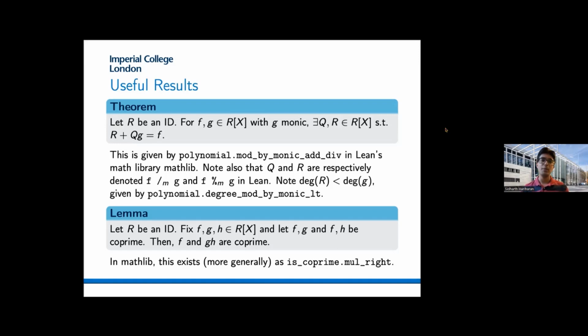You have another lemma over here where you say that if f, g, and h are in R[X], and if f, g and f, h are coprime, then f and gh are coprime. And I've also mentioned how these results are given in Mathlib. So in my Lean proof, I simply apply these results. I apply a slightly more general version of the second lemma. But you can prove this lemma just the way you would over the integers.